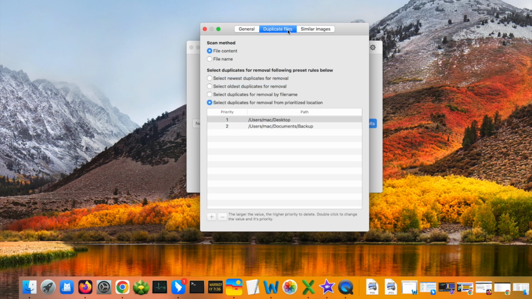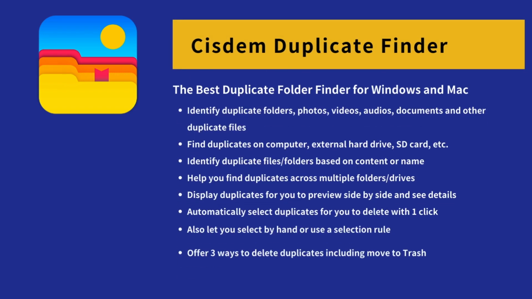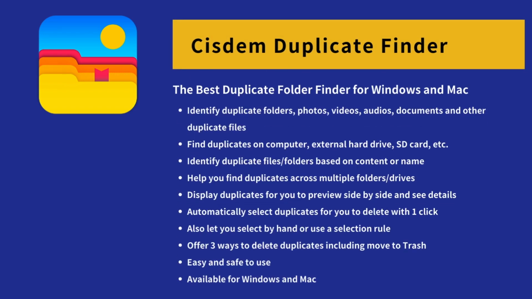System Duplicate Finder offers two scan methods, file content and file name. By default, this tool scans for duplicate folders with identical content, regardless of folder names. If you only want to find duplicate folders with the same folder names, you can change to the file name method. This is how to find and delete duplicate folders on Windows and Mac computer using this duplicate folder finder.